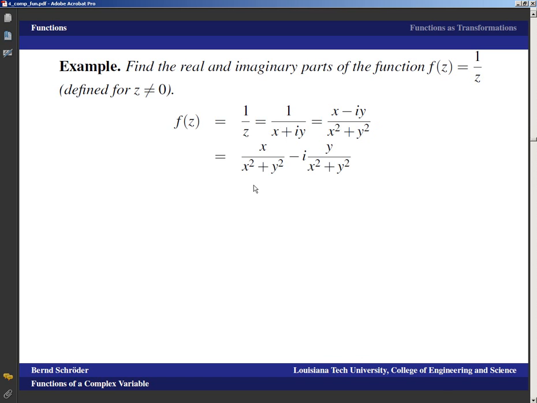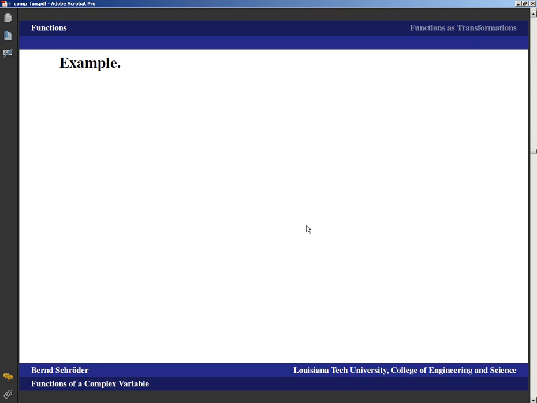And that's just x over x squared plus y squared minus iy over x squared plus y squared. And so that means that the real part is u of x,y equals x over x squared plus y squared, and the imaginary part is negative y over x squared plus y squared.